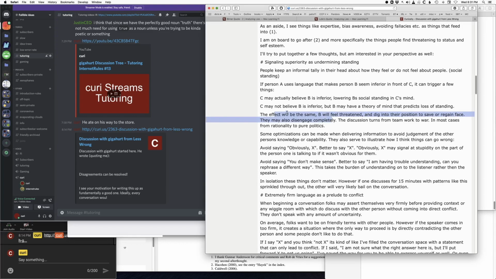Okay, so the effect, if B feels threatened, he'll dig into their position to save or regain face. Yeah, there's other things they might do. Yeah, like disengage completely. But all of the things that happen next when B is trying to fight for social status tend to be problems. Because now they're focused on how do I save my social status or get more social status, rather than how do I seek the truth in this conversation. So it turns from teamwork to war. Instead of rationality, it's like politics.